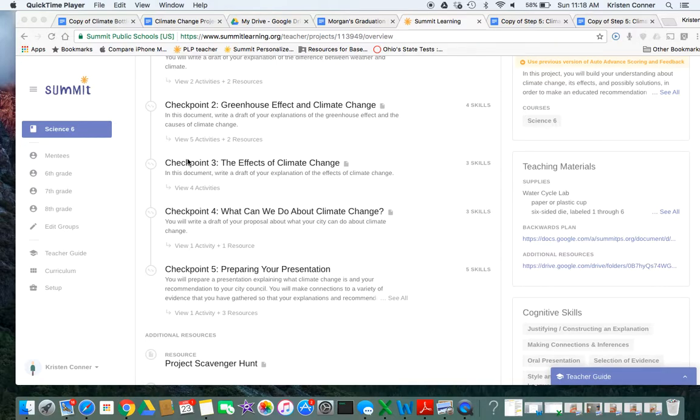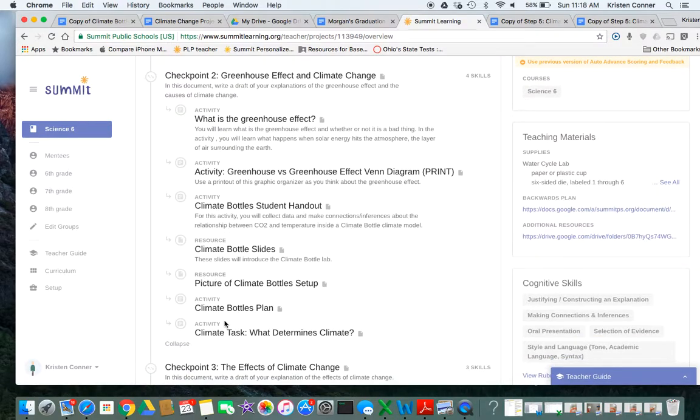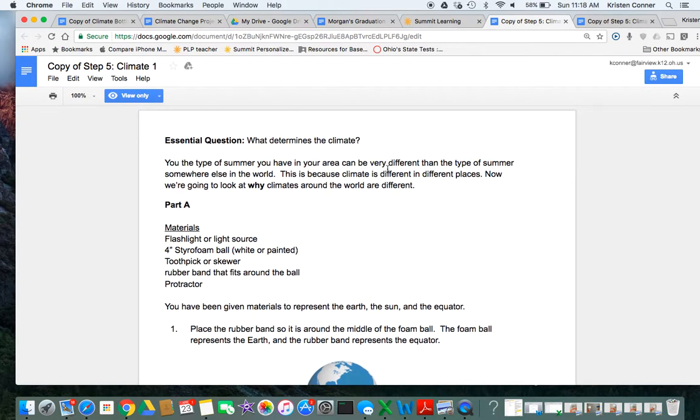Today you are going to be working on an activity in Checkpoint 2. When I click on the View All Activities and 2 resources under Checkpoint 2 and look all the way down to the bottom, you will see Climate Task, What Determines Climate? When you click on that activity, it opens this document.